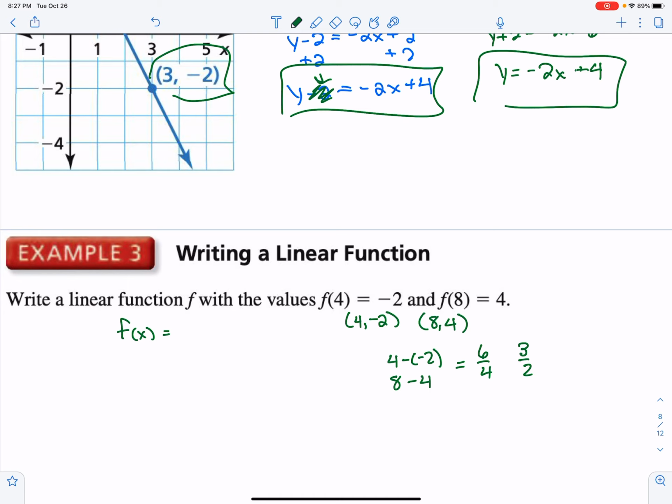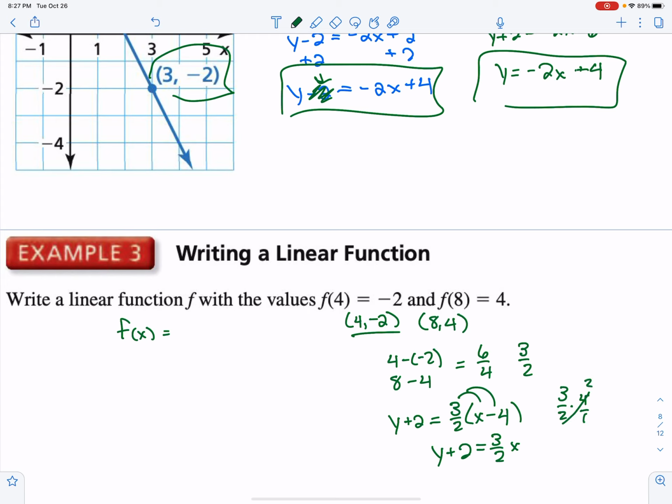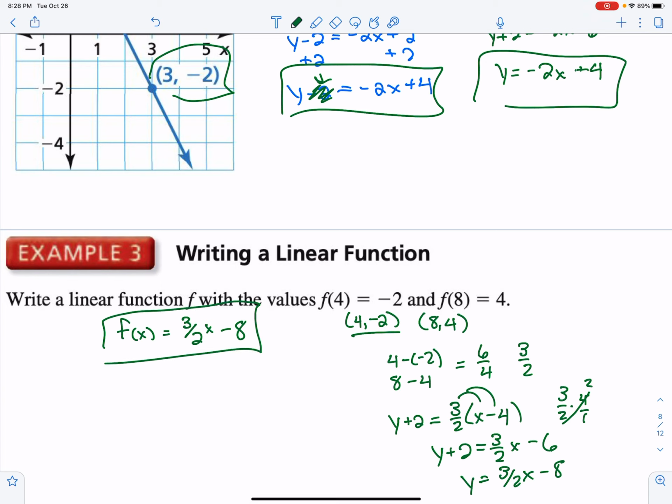Now I'm going to just pick a point. I'm just going to go ahead and pick this one. So I have y plus 2 equals 3 over 2, x minus 4. I distribute my 3 halves, so y plus 2 equals 3 over 2 x, and then if I take 3 over 2 times 4 over 1, those cancel, and I get minus 6. And then I subtract that 2 over, and I get y equals 3 over 2 x minus 8. And so there's my answer in function notation.